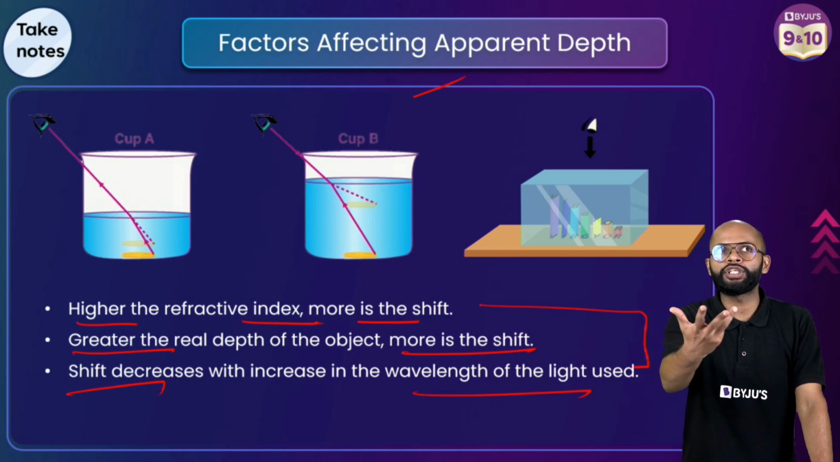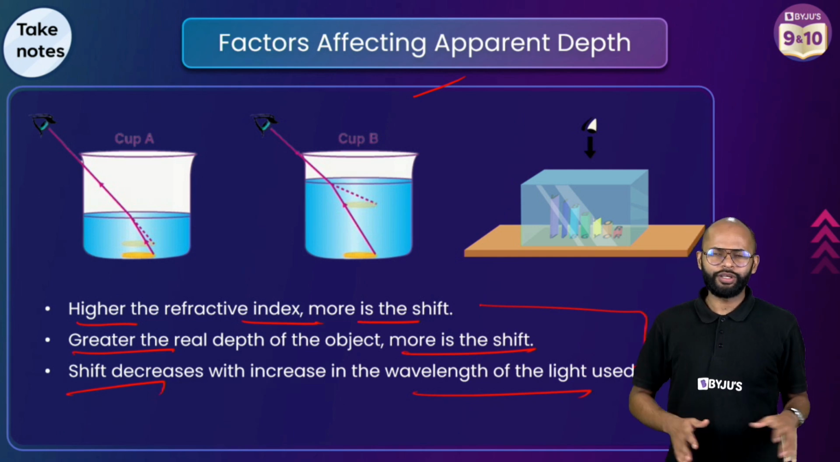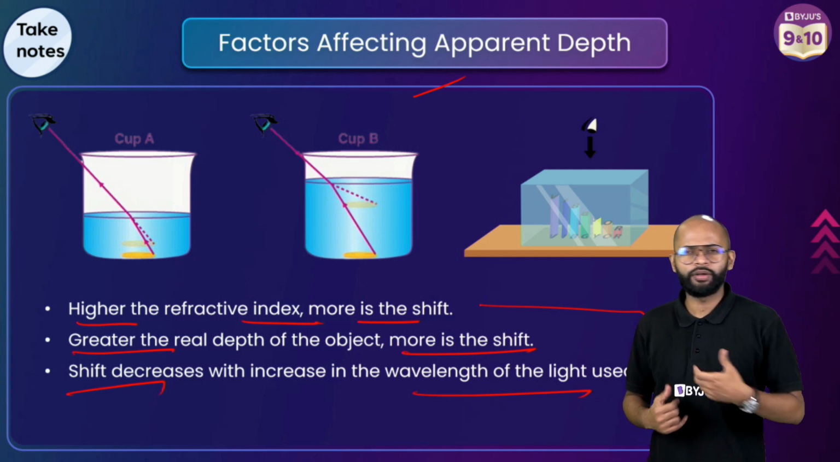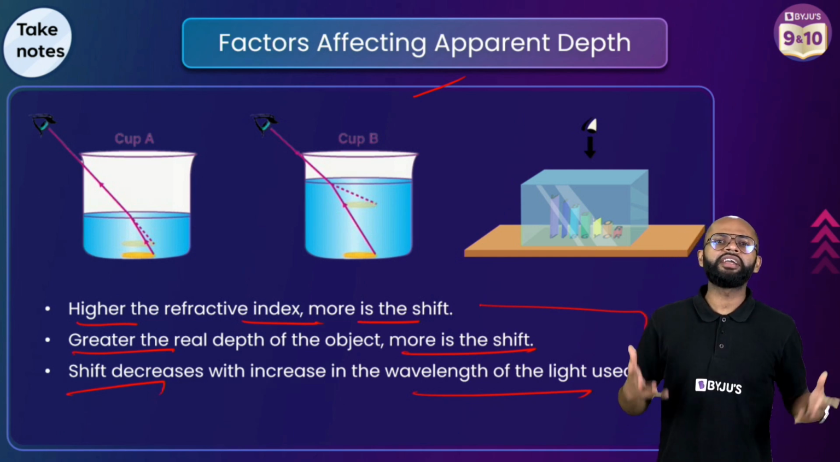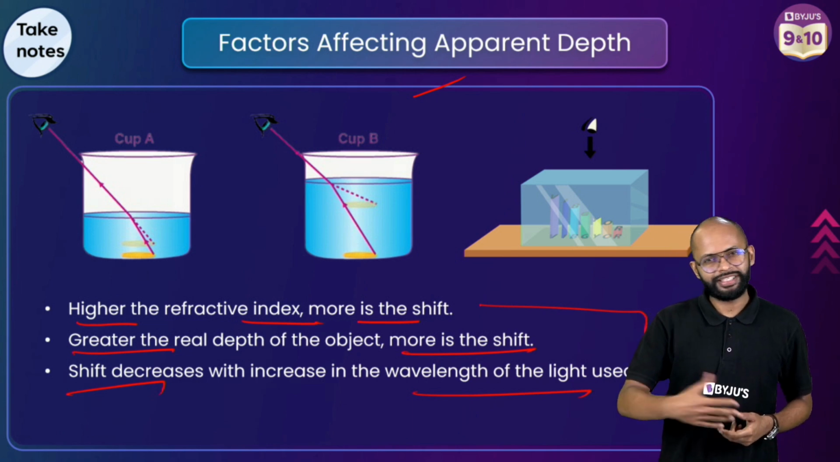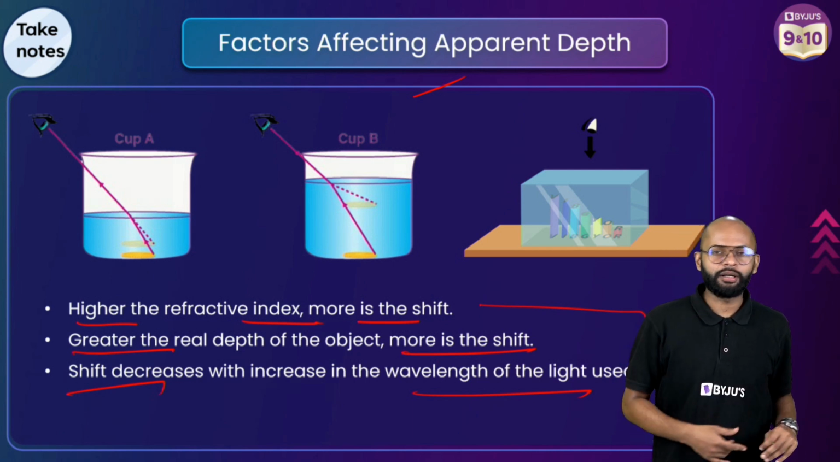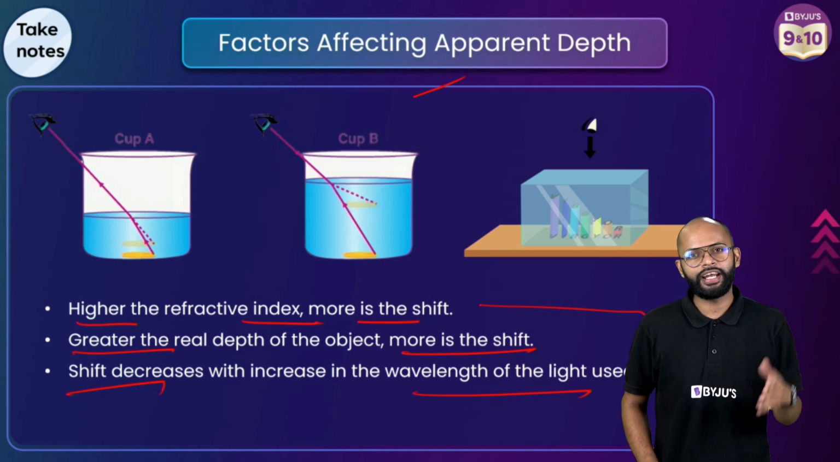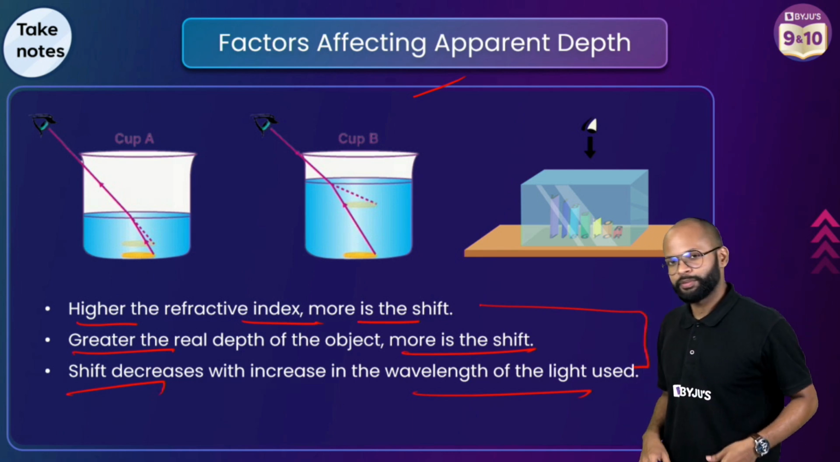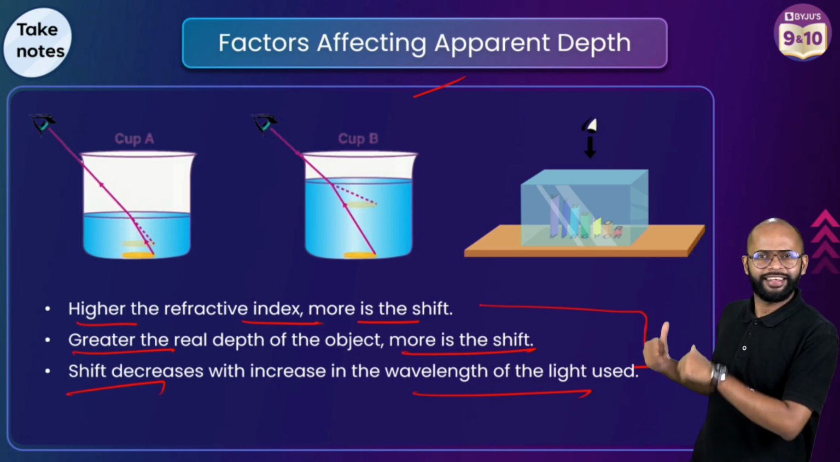Means red color will shift less. We all know that, right? Who bends more will shift more. Easy. So in your poem, the poem which I keep on telling you every time, red bends the least. It will shift the least. It will scatter the least. For ICSE, this one is important, okay? Red bends the least, scatters the least, and shifts the least in real apparent depth. Violet bends the most, scatters the most, and shifts the most in real and apparent depth.